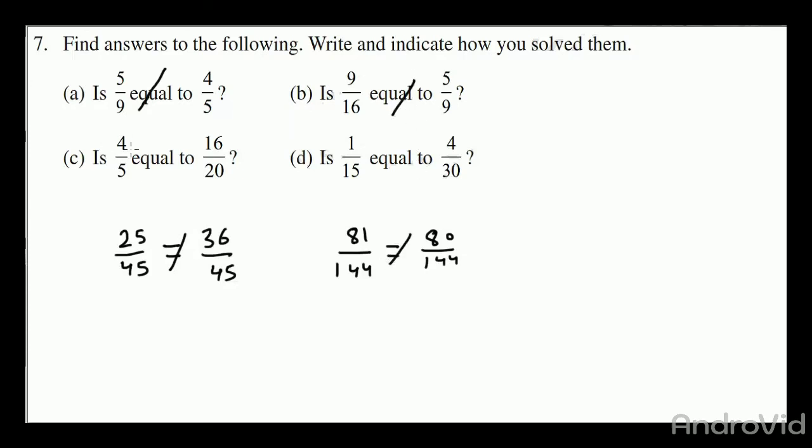Third is 4 over 5 equal to 16 over 20? Let's make it like, 4 5s are 20, so 16 over 20. Yes, they are equal. And D part, 1 over 15. Obviously, 2 multiplying with 2, it would give 2 over 30, which is not equal. That's how we have to do this.